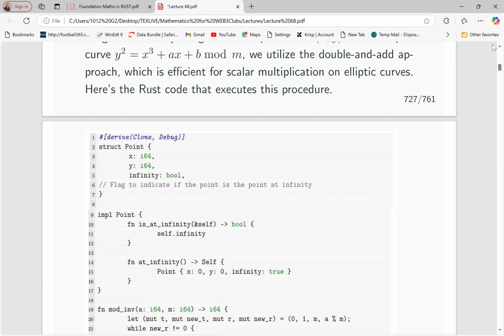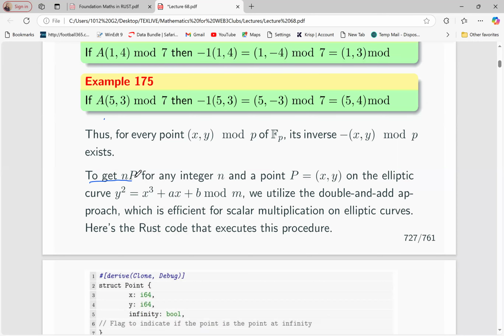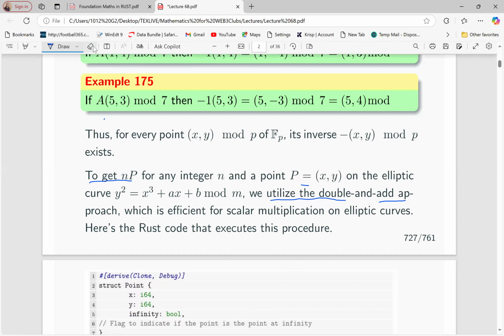So just before the code, I've noted here that to get nP, where n is the scalar we're multiplying this point P with. So n is our scalar and P is the point on the elliptic curve. What the code will do is utilize the double and add approach. And this is what will assist us going forward.